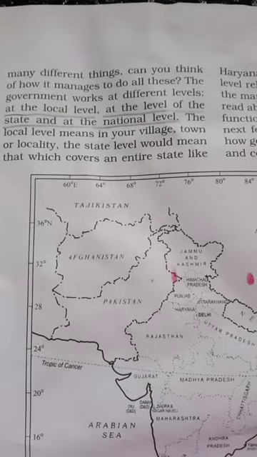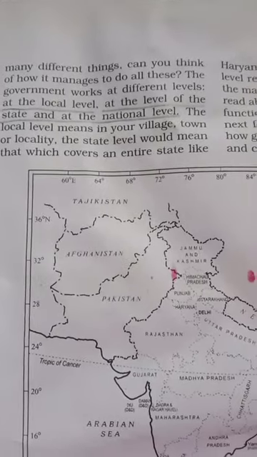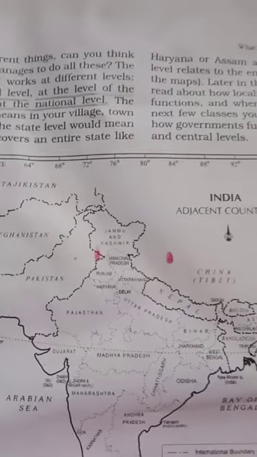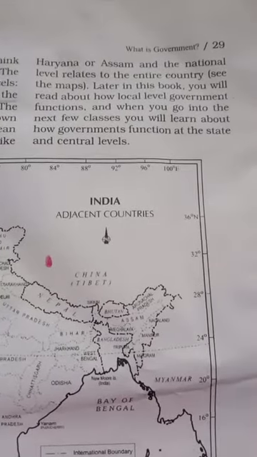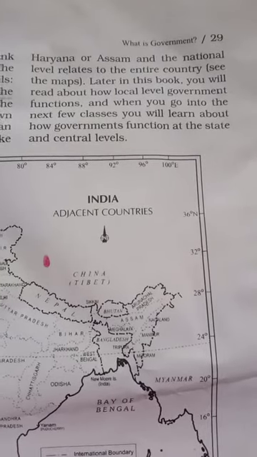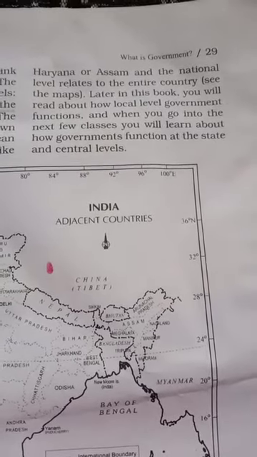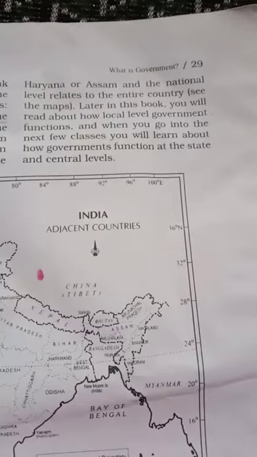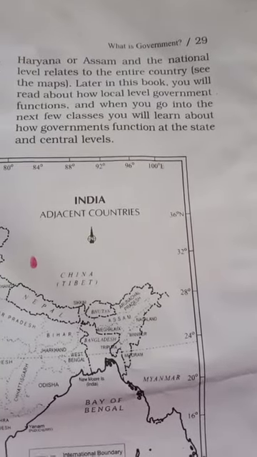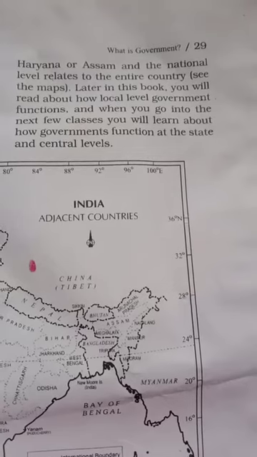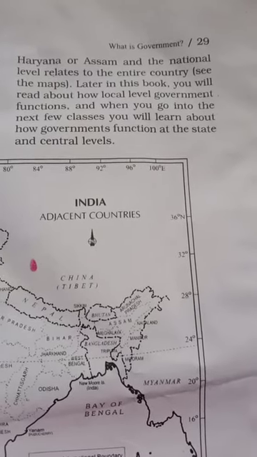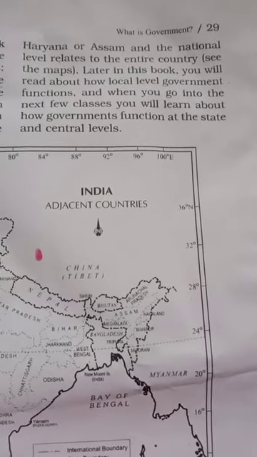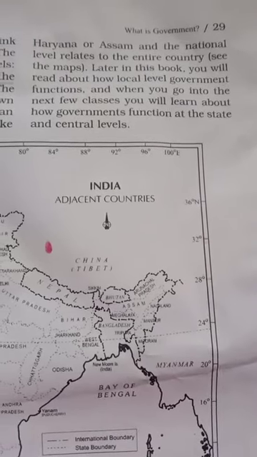The local level means in your village, town, or locality. The state level would mean that which covers an entire state like Haryana or Assam, and the national level relates to the entire country. You learned this in the smaller classes, no? Village level, state level, and the entire country level. Later in this book you will read about how local level government functions, and in the next few classes you will learn about how governments function at the state and central levels.